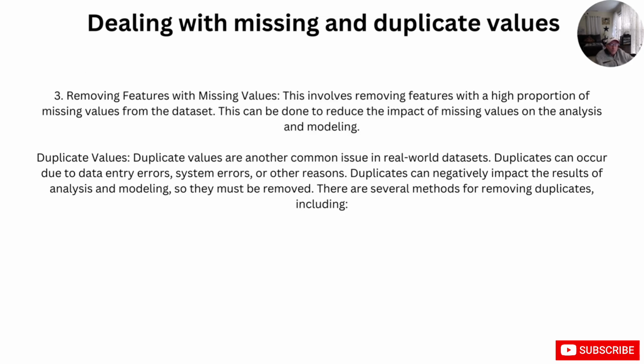Number three, removing features with missing values. This involves removing features with a high proportion of missing values from the data set. This can be done to reduce the impact of missing values on the analysis and modeling.